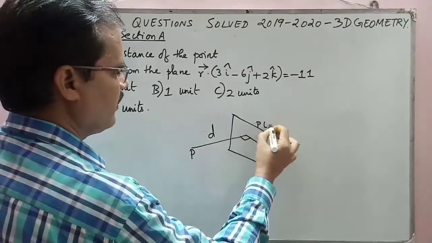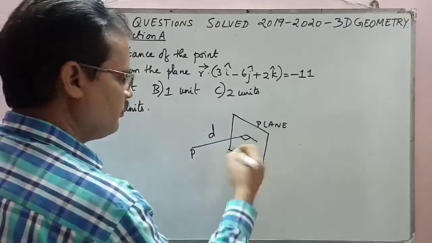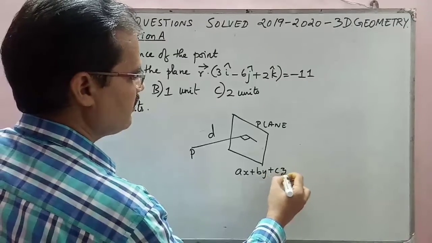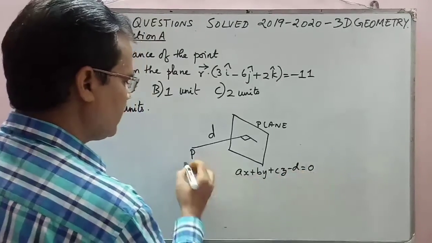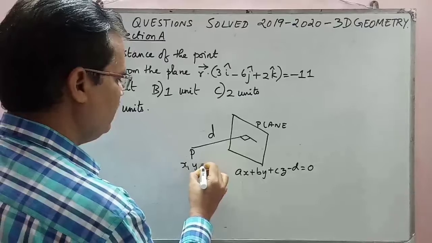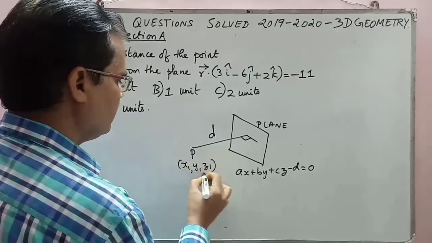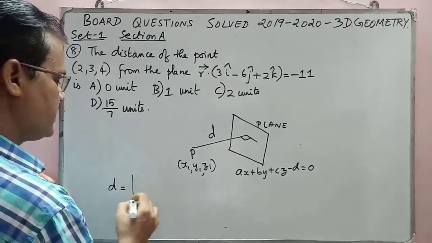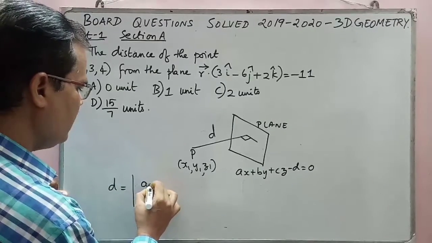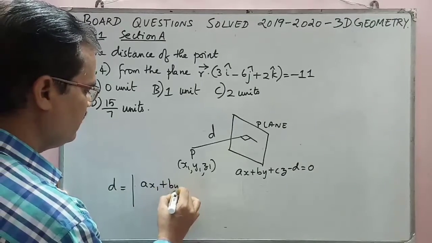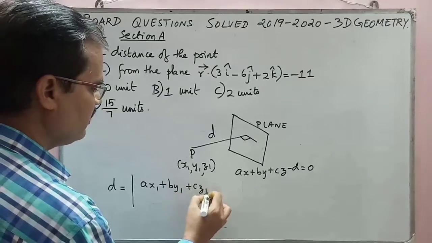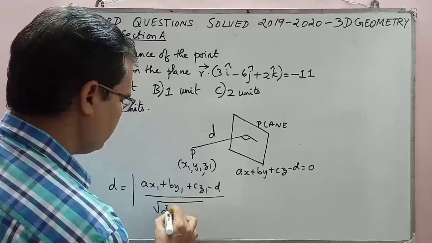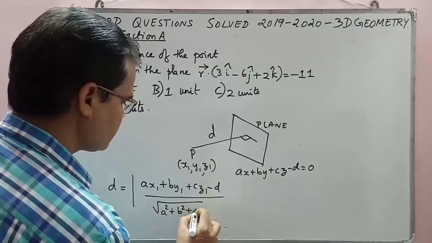So this is a plane. If the plane equation is given as ax plus by plus cz minus d equal to 0, and the point is referred to as (x1, y1, z1), then the formula to find the distance is (ax1 plus by1 plus cz1 minus d) divided by the root of a squared plus b squared plus c squared.